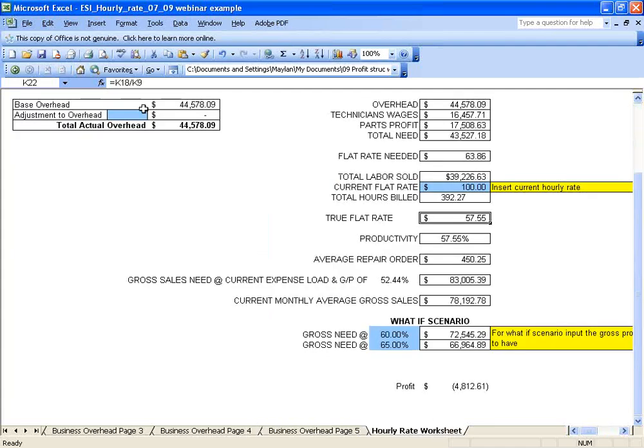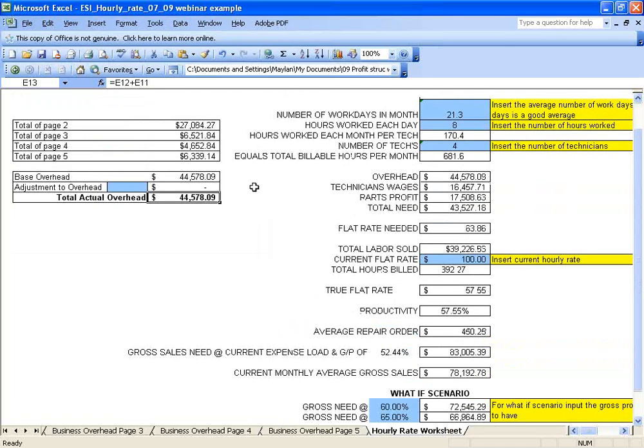So what's this do to our hourly rate? Remember, this number was $38,000 a minute ago, and now it's 44. We have the same number of hours to bill, but you notice our need now is 63. Our true flat rate is 55. Our sales needed at this gross profit level for $44,000 is $83,000 worth of sales. So instead of making $7,000 a month, he's actually losing about $5,000 a month because he believed the profit and loss statement as the accountant handed it to him.